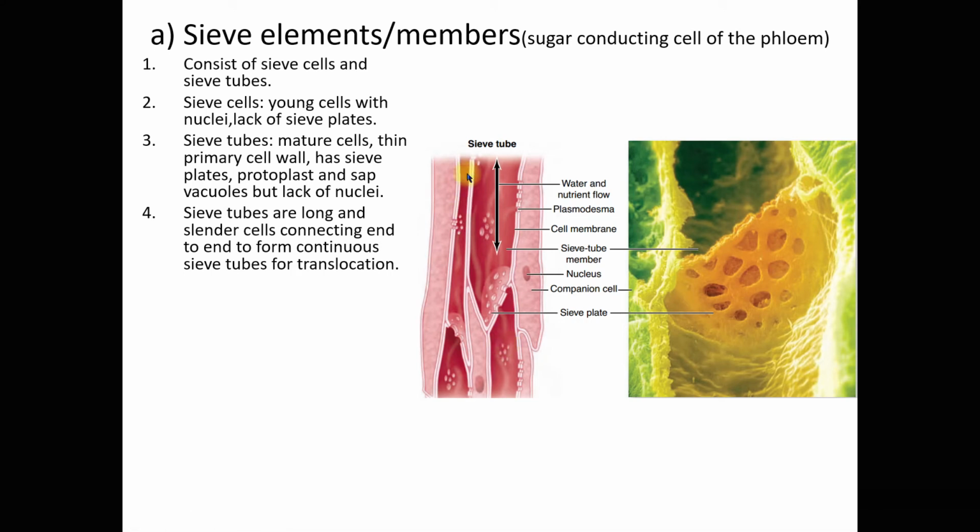Now, sieve tubes, they are long, panjang, and slender cells connecting end to end, to form continuous sieve tubes for translocation, right? A cross section of the sieve tubes may be rectangular or round or polygonal. This is a cross section of the sieve tubes.